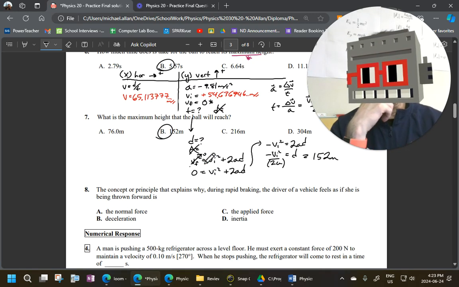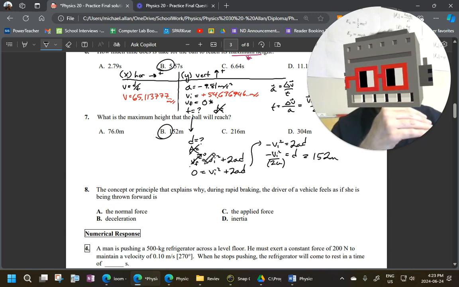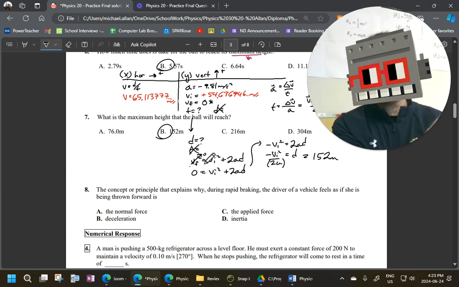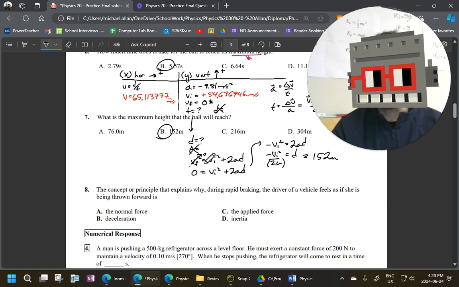So I didn't have to deal with the horizontal section at all. Like if I needed to find the range, I could use the time I found and use it on the other side. But in this case, I didn't have to do that.